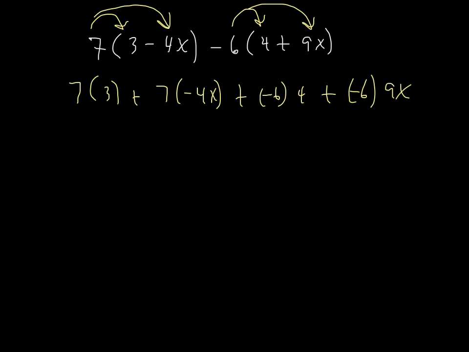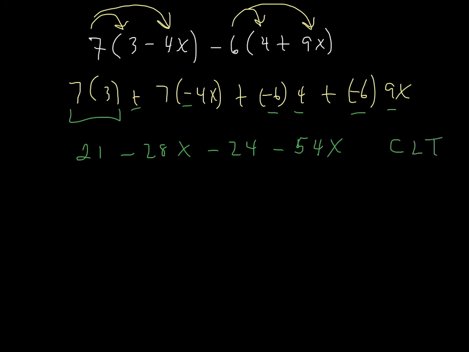Okay, well, what is 7 times 3? That's 21, and it's positive because they're both positive. The next product is a positive 7 times a negative 4x, so that's a negative 28x. The next line is a negative 6 times a positive 4, so the sign is going to be a negative 24. And the next sign, negative 6 times a positive 9, is negative 54x.